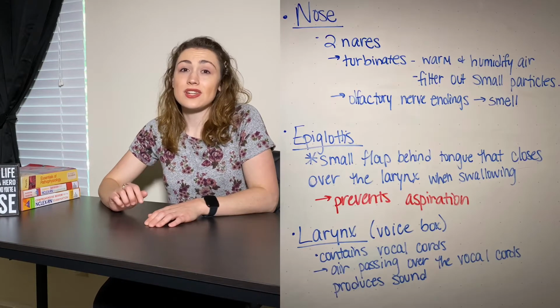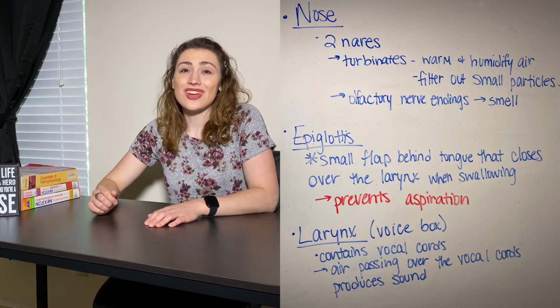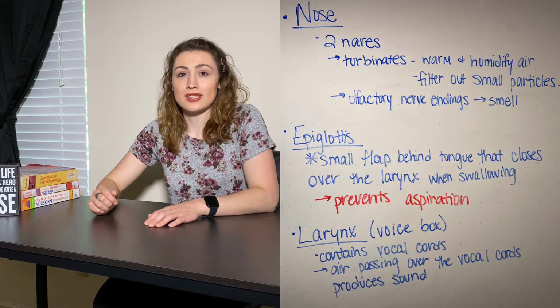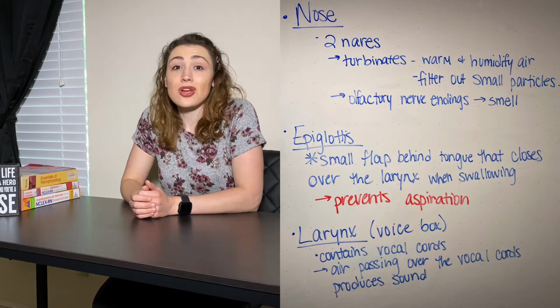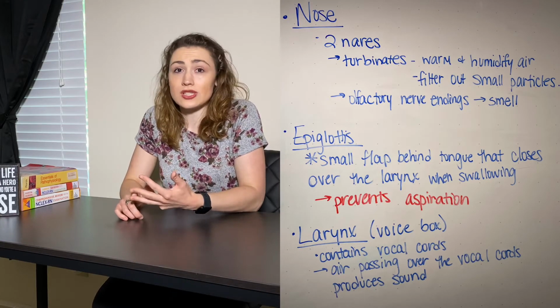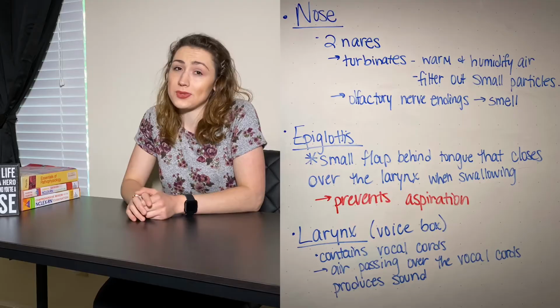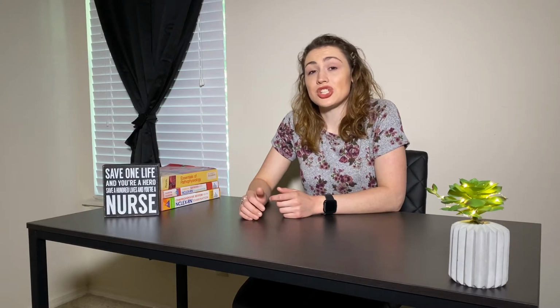The nose is divided into two nares by a nasal septum in the middle. In the nose, there are these things called turbinates, which warm and moisten air as it passes into the nose. The nose also contains the olfactory nerve ending and therefore is responsible for smell. The nose also filters out small particles that are in the air, like pollen, dust, or allergens that would otherwise irritate our respiratory tract. Now, the purpose of the mouth in the respiratory system is just to allow the passage of air.